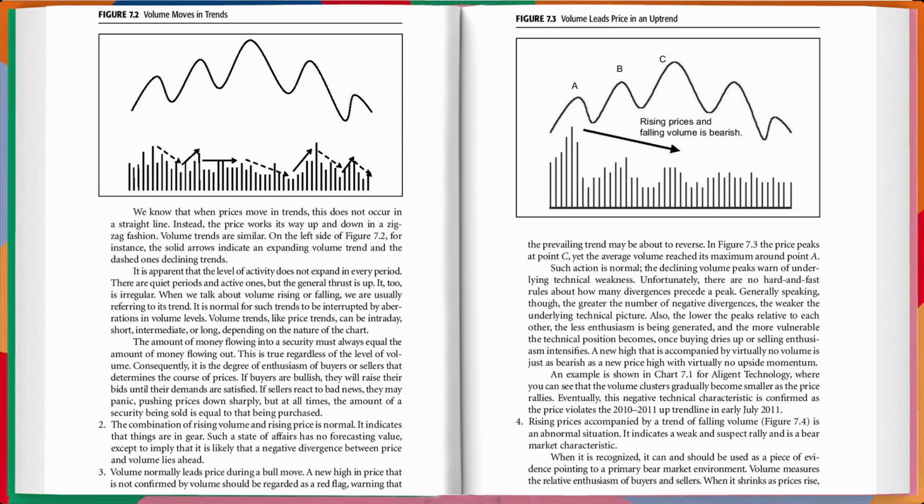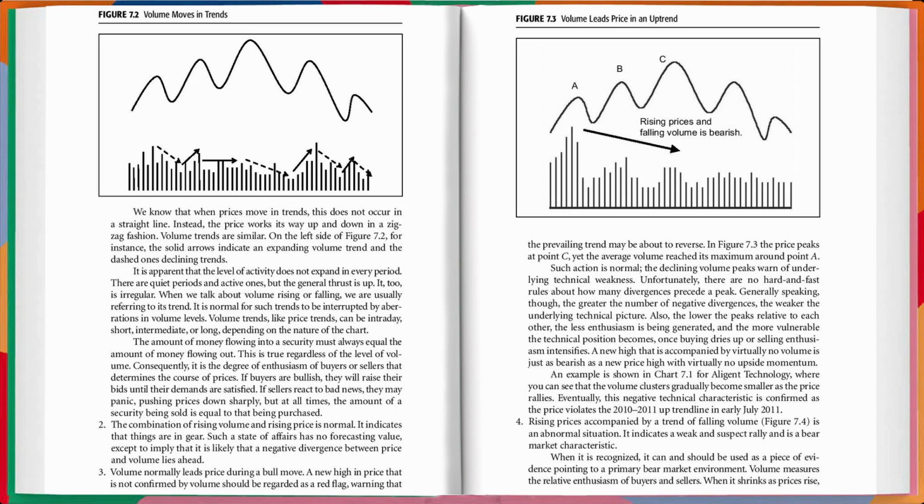A new high that is accompanied by virtually no volume is just as bearish as a new price high with virtually no upside momentum. An example is shown in Chart 7.1 for Allegiant Technology, where you can see that the volume clusters gradually become smaller as the price rallies. Eventually, this negative technical characteristic is confirmed as the price violates the 2010-2011 uptrend line in early July 2011.